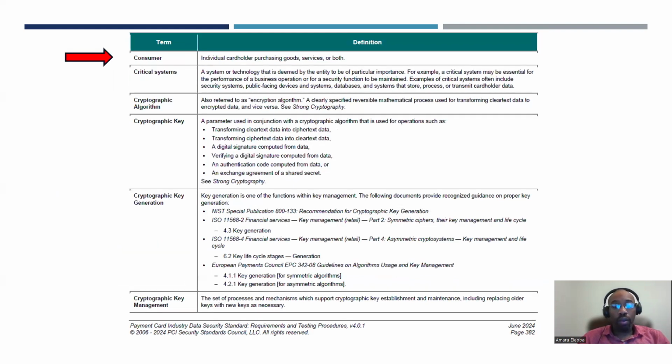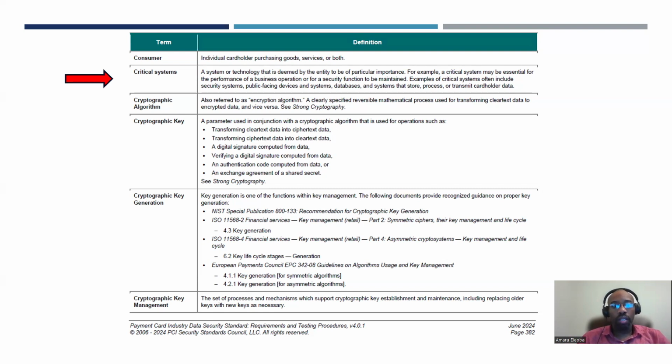Okay, so we have consumers, and all it means is an individual cardholder purchasing goods and services. So that's a customer. If I, as an individual, go to Walmart or Target or any store to purchase goods and services, right? I am considered a consumer.